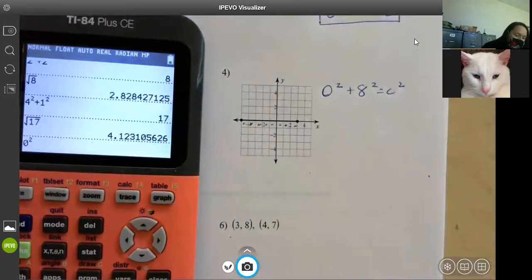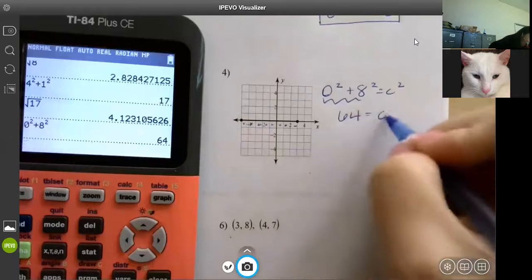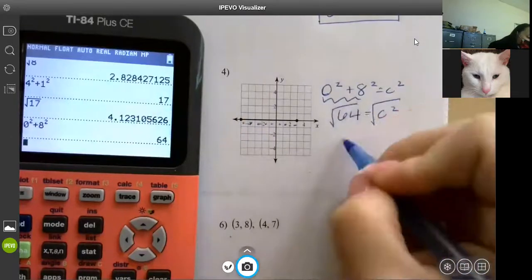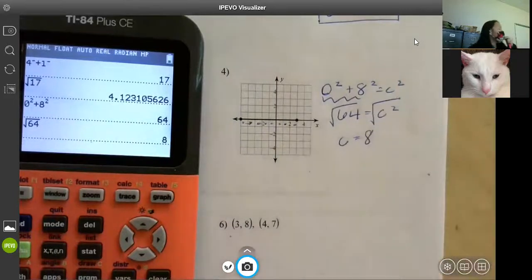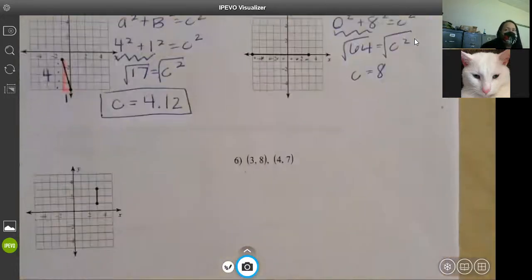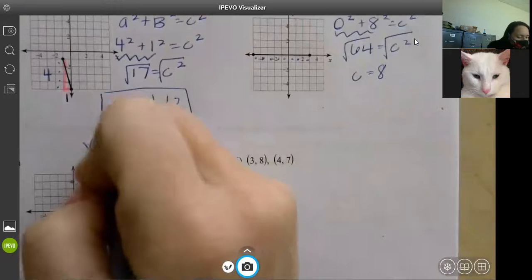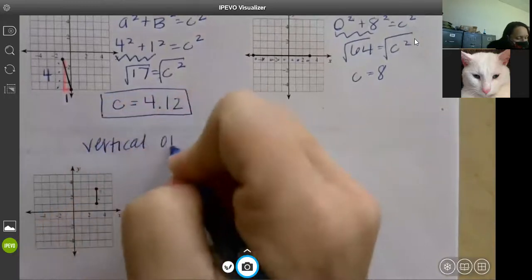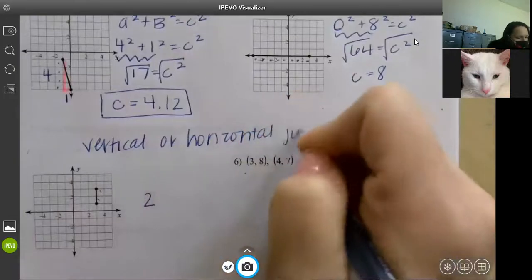You're going to put your 0 squared plus 8 squared in your calculator. You get 64. But then when you take the square root, you get back to 8. So if it's a straight line, vertical or horizontal, all you have to do is count how long it is. So if we look at the next one, it's a vertical, so you just count how long it is. How long is it? That's it. So vertical or horizontal. Just count.